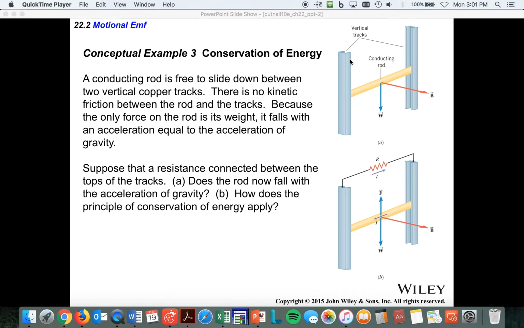Now, look what happens here. If this is a conducting rod, like say some kind of high conducting silver, and this is silver too, so those are both high conductors, it falls through here, bam! It's just the weight of it and the magnetic field, and let's say there's no kinetic friction, because the only force on the rod is its weight as it falls. Here it is, falling between these two copper tracks.